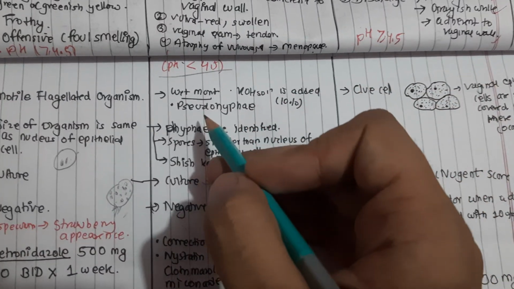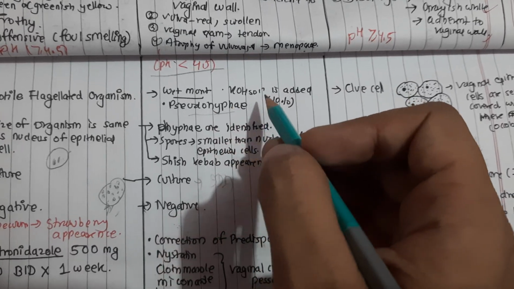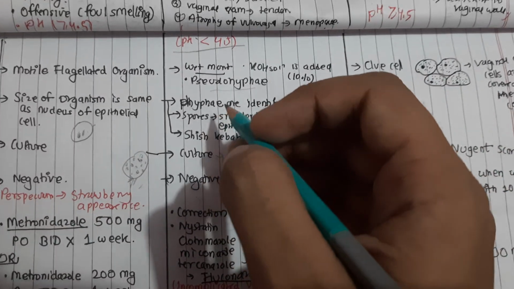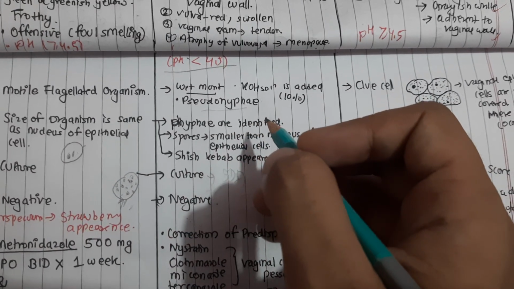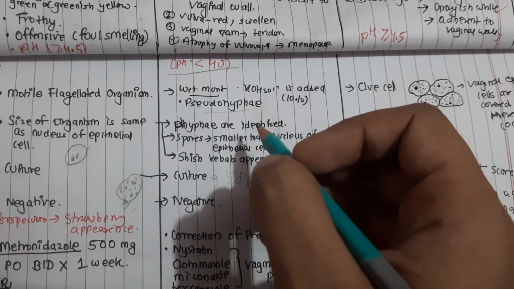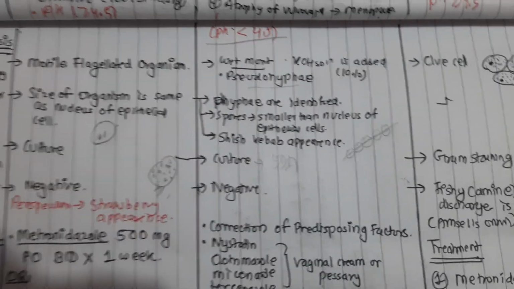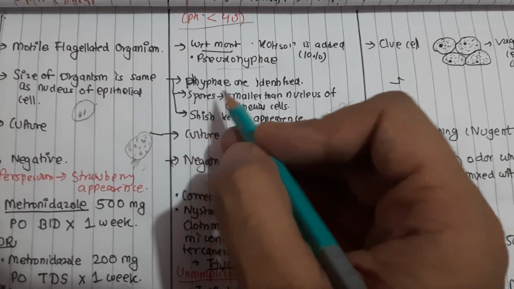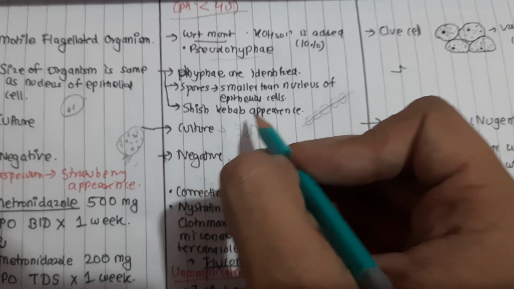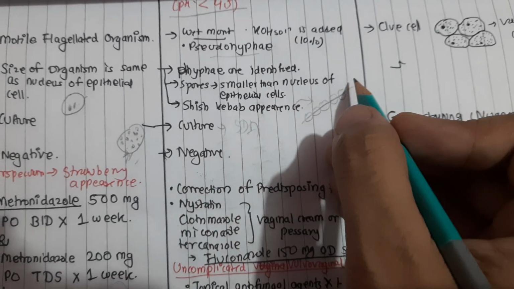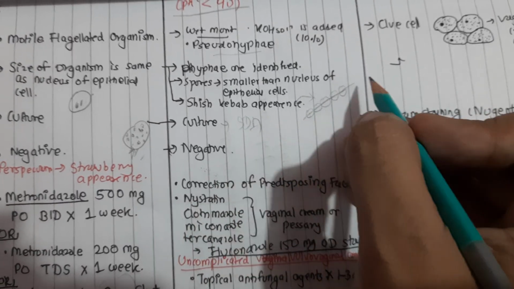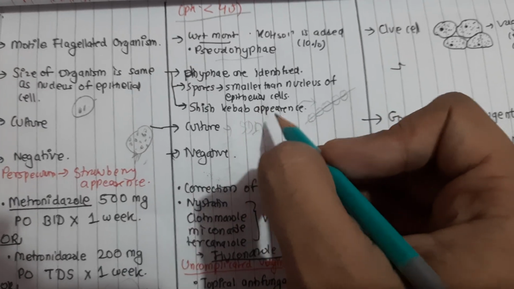On wet mount examination, we can see the pseudohyphae of Candida. In the wet mount, 10% KOH solution is added to lyse the RBCs. On pap smear examination, the hyphae can be identified. The spores are smaller than the nucleus of an epithelial cell, and there is a shish kebab appearance, just like the real shish kebab, like the one with a stick with paneer in the middle. A similar appearance occurs in pap smear examination in Candida.